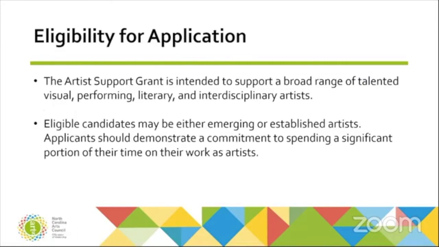So eligibility for application is pretty straightforward. This Artist Support Grant is for everybody. It's for all types of disciplines, whether you're visual, performing, music, literary, interdisciplinary, dance, you name it. Any range of genre and discipline is encouraged to apply, and you can be emerging, mid-career, or established. Your work is first and foremost in the application, regardless if you've been doing this for 2 years or for 20 years. You just need to demonstrate a commitment to spending a significant portion of your time on your work as an artist and developing your artistic career.